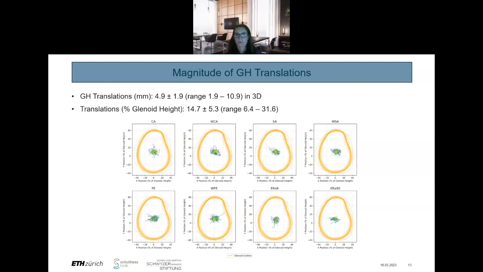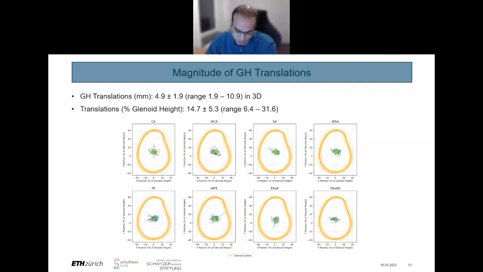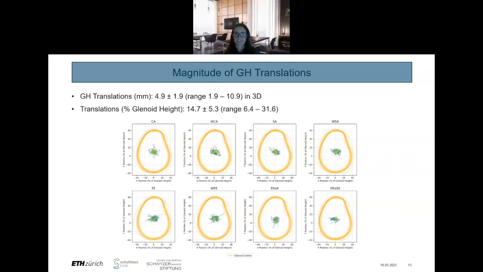They were similar to one of the other studies. Most studies don't analyze them, but we found a range of 0.5 to 5.4, which was actually more than I expected in absolute terms in millimeters. Great, thanks. There is also a question in the chat.